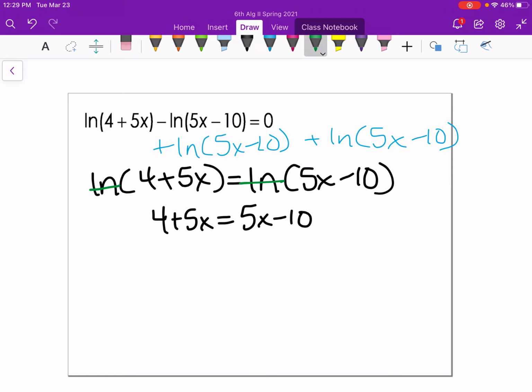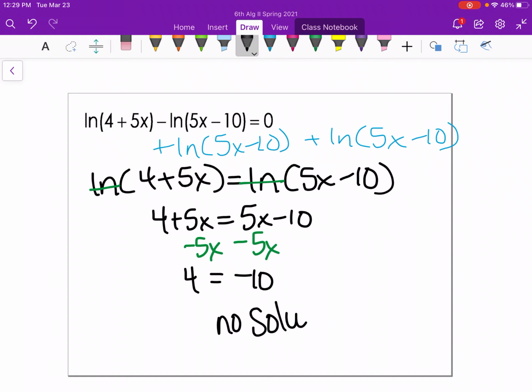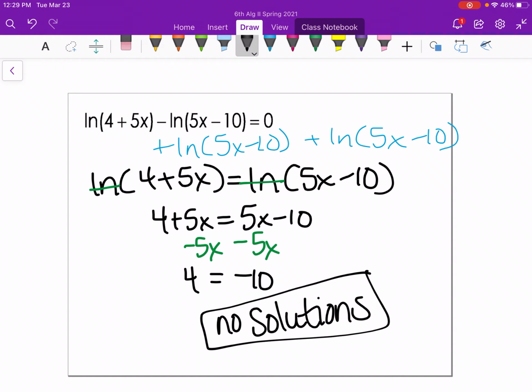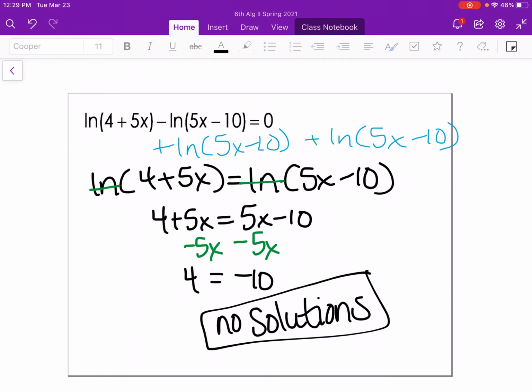So what's interesting here is if I subtract 5x, I get 4 equals negative 10, which is not true. So there's no solutions here. Because 4 equaling negative 10, there's no solution there. No such thing. These two natural logs don't intersect with each other.